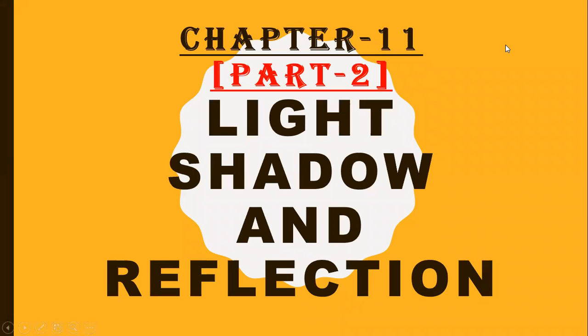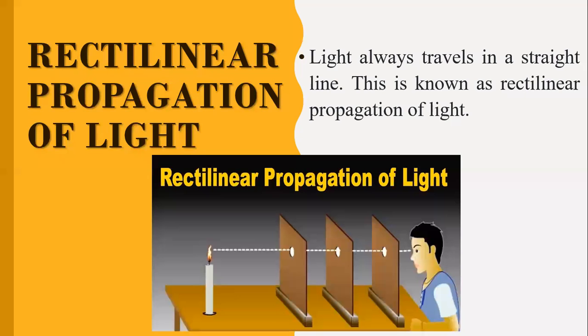Hello friends, today we are going to study about light, shadow and reflection. This is part 2 of chapter 11. So students, in the previous video we have studied about light, what is light and how it is produced, about reflection. So in this we are going to study about shadows.